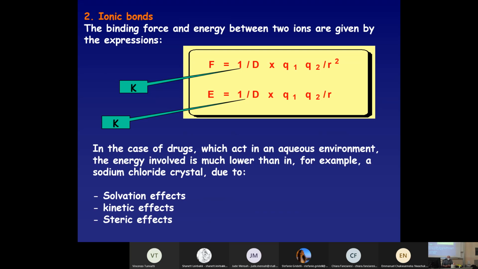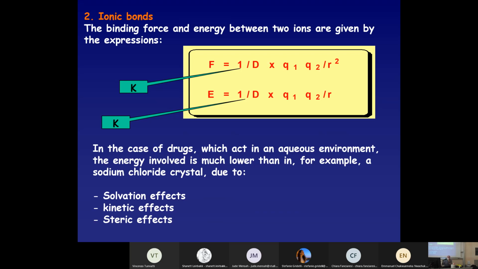You have studied this type of bond during the course of chemistry, but in medicinal chemistry, this bond is not so strong. Why? Because we are in an aqueous environment. You know the solvation. Water is able to be around a positive charge, and so perhaps the interaction between the drug and the target is not so strong in this environment.